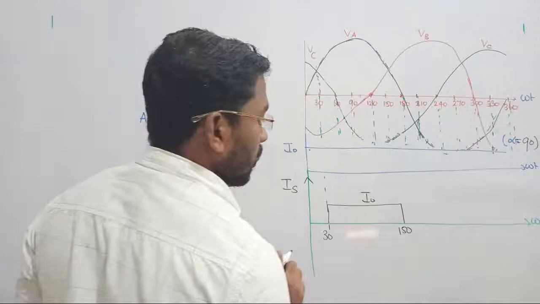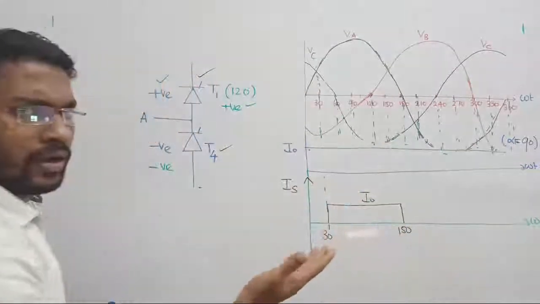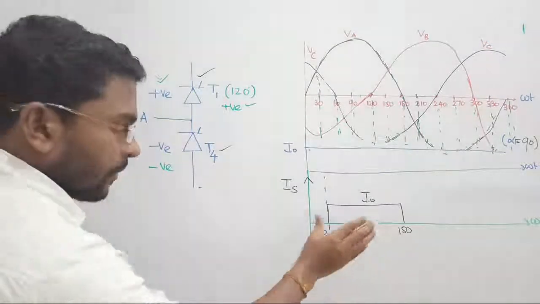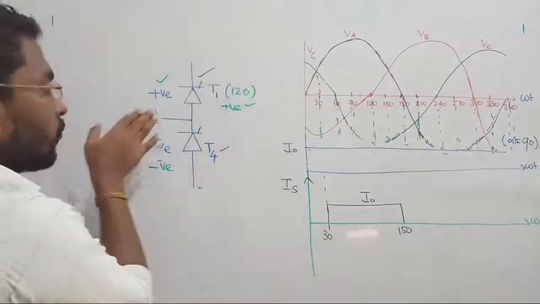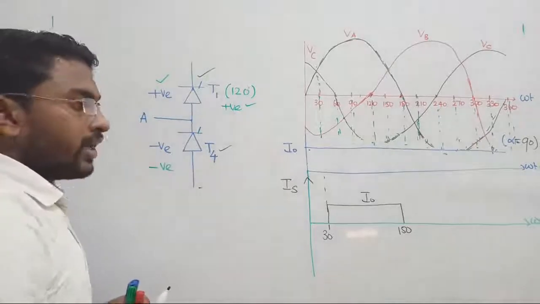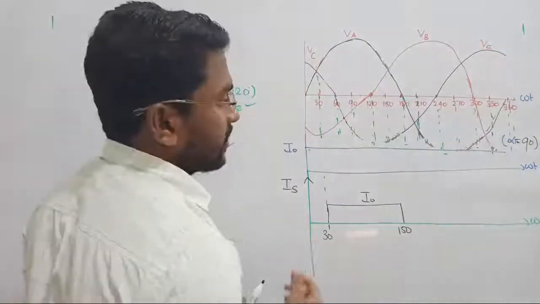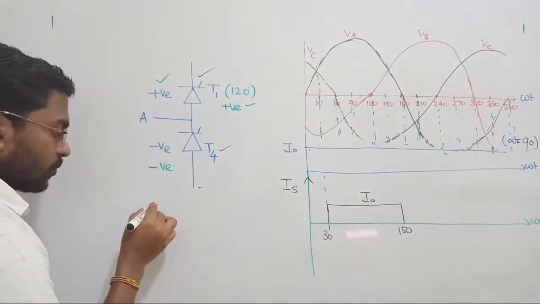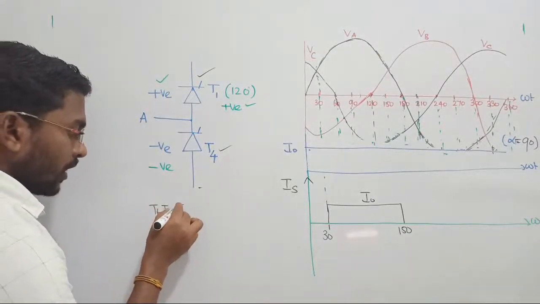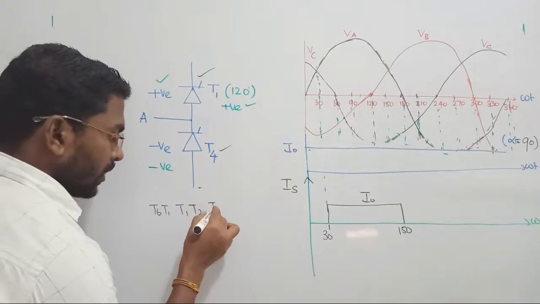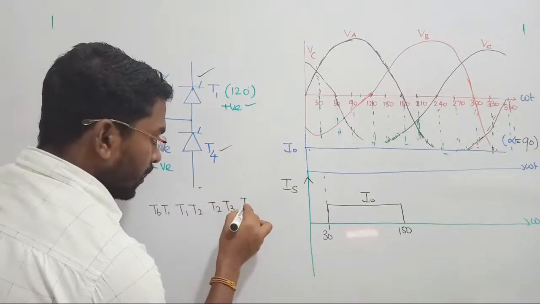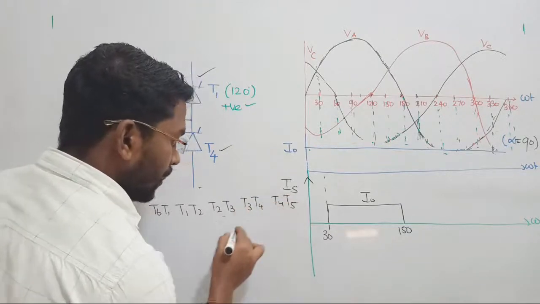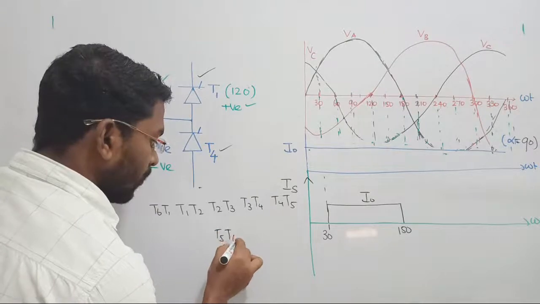Source current will flow. The output current and the source current are both equal because the current goes from input to output. But the problem is what? In this period, thyristor T1 will carry the current from phase A to the output, right? And then what will happen? Next thyristor. We all know when thyristor T4 turns on. Let's check. What sequence did we see? T6 T1, and then T1 T2, and then T2 T3, and then T3 T4, and then T4 T5, and then T5 T6. Anyway, I am in need of T4.